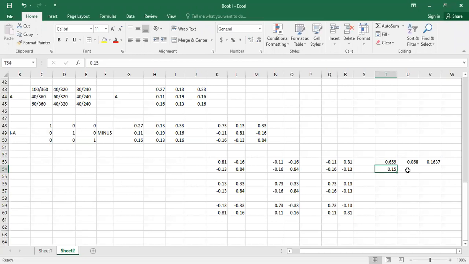Excuse me, the second one you've typed wrong. It's supposed to be 0.0668. That way. Yes. You can just round this off to 3 decimals. You go on with this one.